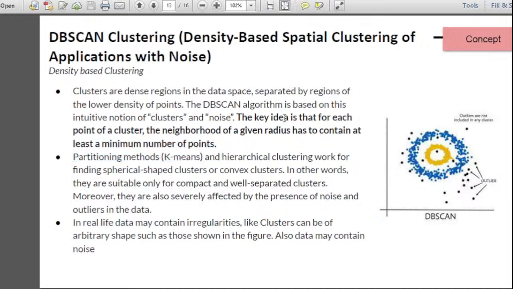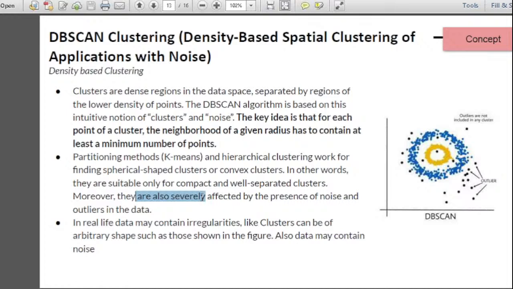Partitioning methods, that is K-means, and hierarchical clustering work for finding spherical shaped clusters. In other words, they are suitable only for compact and well separated clusters. If you have data which is not well defined, I mean, not very well clustered, you can't see the clusters very easily, you can't define the cluster characteristics visually, in such cases DBSCAN works much better.